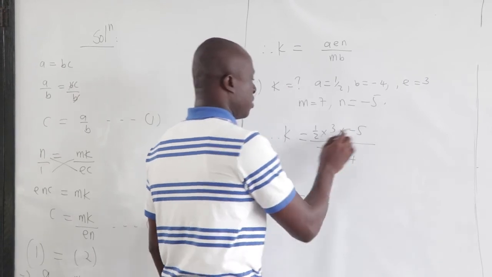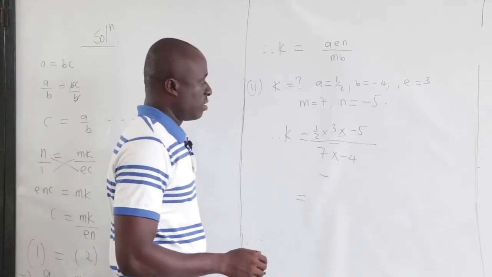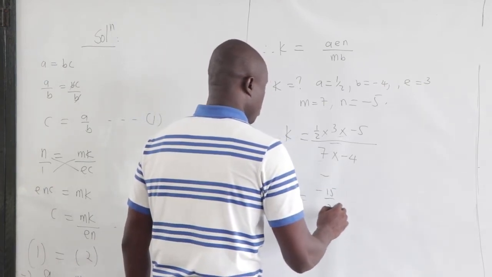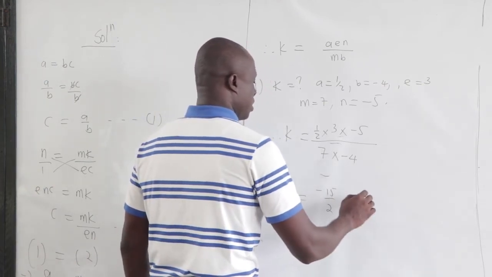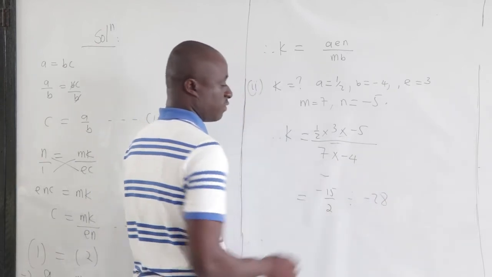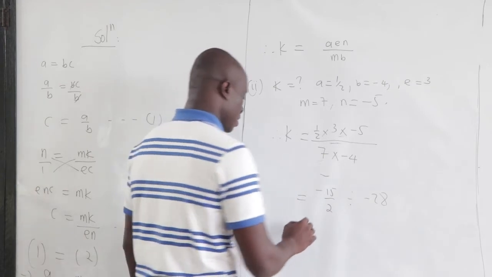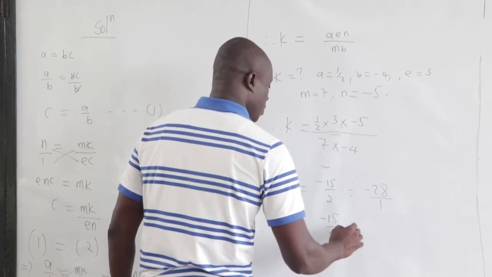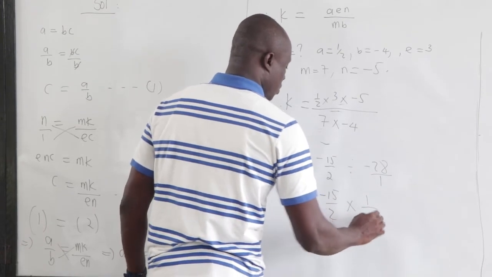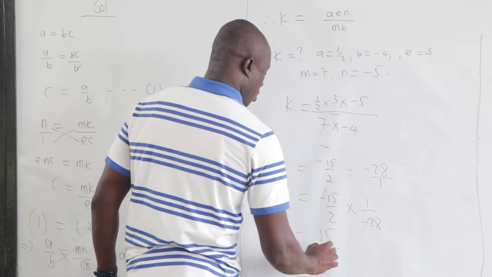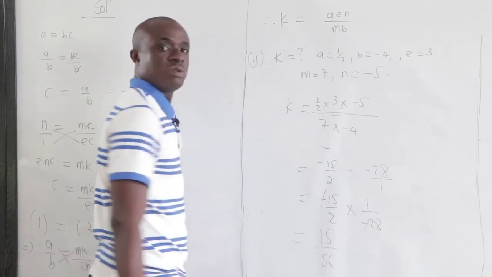What do we have here? 3 times -5, that's -15. So here we have -15 over 2 divided by -28. Why? 7 times 4, that's 28. Now this is also over 1. So you have -15 over 2 times 1 over -28. The negatives cancel and this will go away. So you have 15 all over 56. That is 2 times 28.